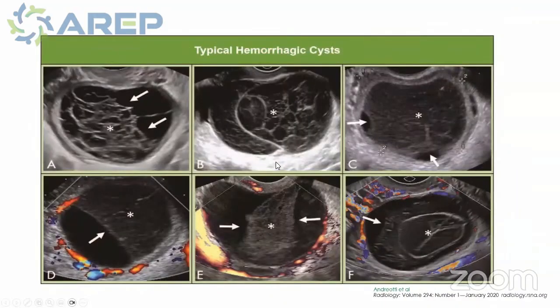So some more examples of typical hemorrhagic cysts. We have grayscale images on the top row and color Doppler images on the bottom row. So we can see the fibrin strands as well as a retracting clot with the concave margins. Again, it's more of a clot with the fibrin strands, retracting clot with concave margins here. Similar examples, but there's no vascularity in the echogenic component.